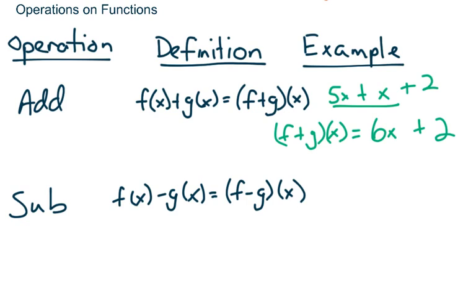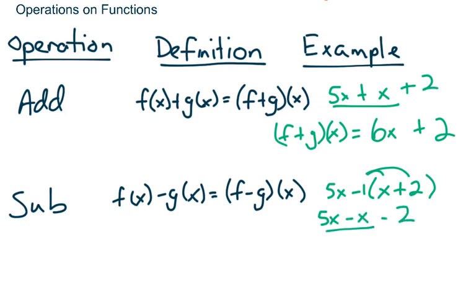And in subtraction, order matters, so we're going to make sure we do this right. So we're going to have 5x minus, now g of x is x plus 2, and I'm going to put that in parentheses, and that's important. We're subtracting the whole expression, x plus 2. So you can think about distributing a negative 1 here. So this becomes 5x minus x minus 2. Then you can combine some like terms, so we can say that f minus g of x is equal to 5x minus x, that's 4x, and then minus 2 on the end. That would be your new function, or your subtracted function at the very end.